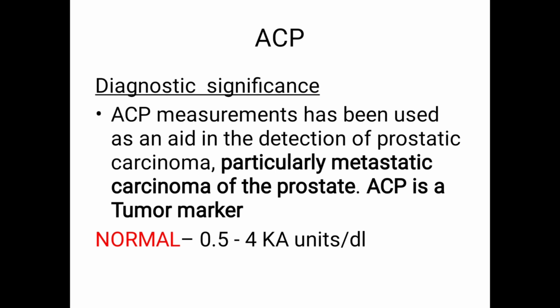Tumor marker means chemicals which are released when there is a cancer, tumor growth. Such chemicals are called tumor markers. Alpha fetoprotein, ACP, acid phosphatase, also a tumor marker. Normal is 0.5 to 4 King-Armstrong units per deciliter. Okay.